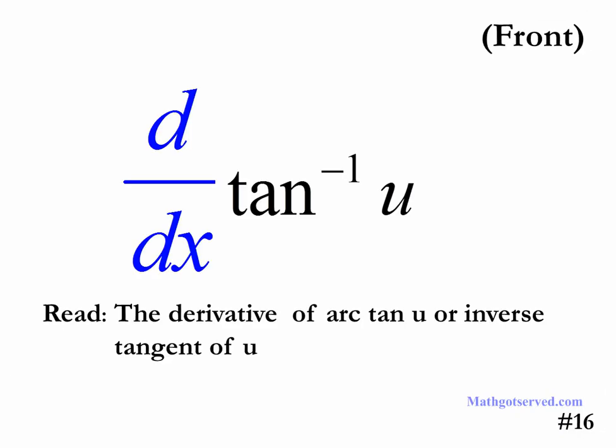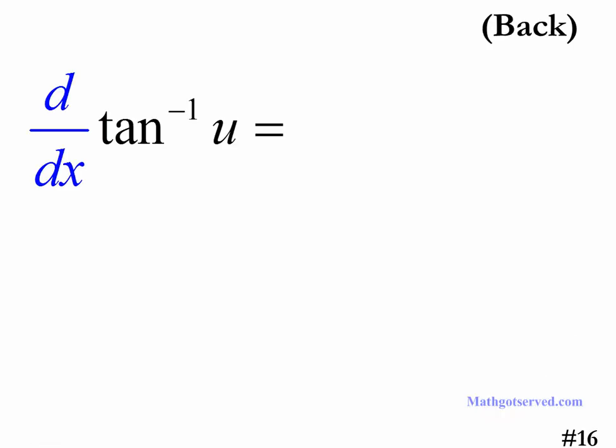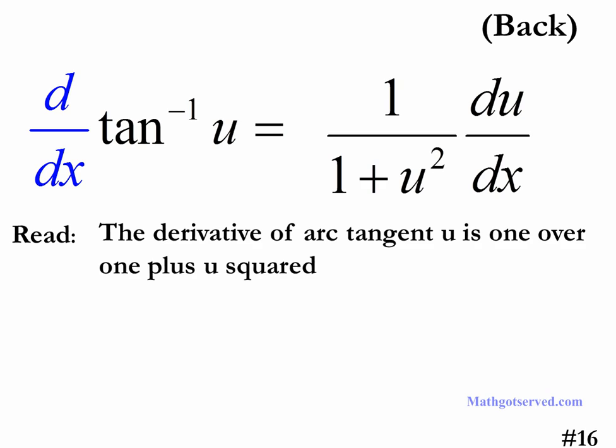All right, moving right along. This is read: the derivative of the arctan, or the inverse tangent of u, formula 16. The derivative of the arctan, or inverse tan of u, is 1 over 1 plus u squared, times du dx, as a result of the chain rule. Now let's take a look at an example.